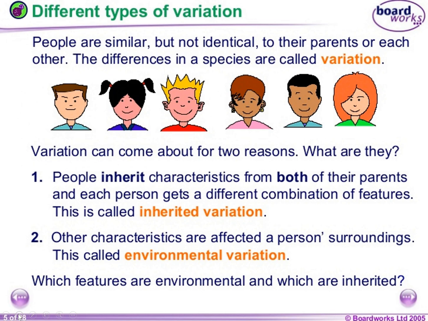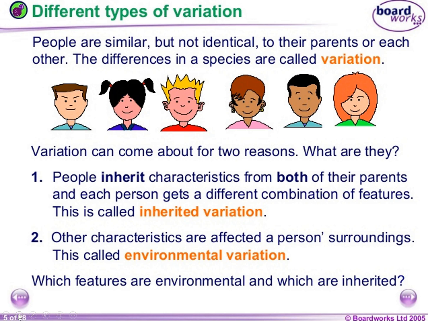So people can be similar, but not identical to their parents or to each other. And these differences in a species are called variation. So for example, in a class, we've got 30 odd pupils and they will all be human. There's no aliens amongst you. And you will all have similarities in that you will have a head, hopefully 2 arms, 2 legs, 2 eyes, a nose, a mouth. But there will be differences between you. So you will have different colour hair, different colour eyes, different length hair, different shaped noses, different shaped features like ears.